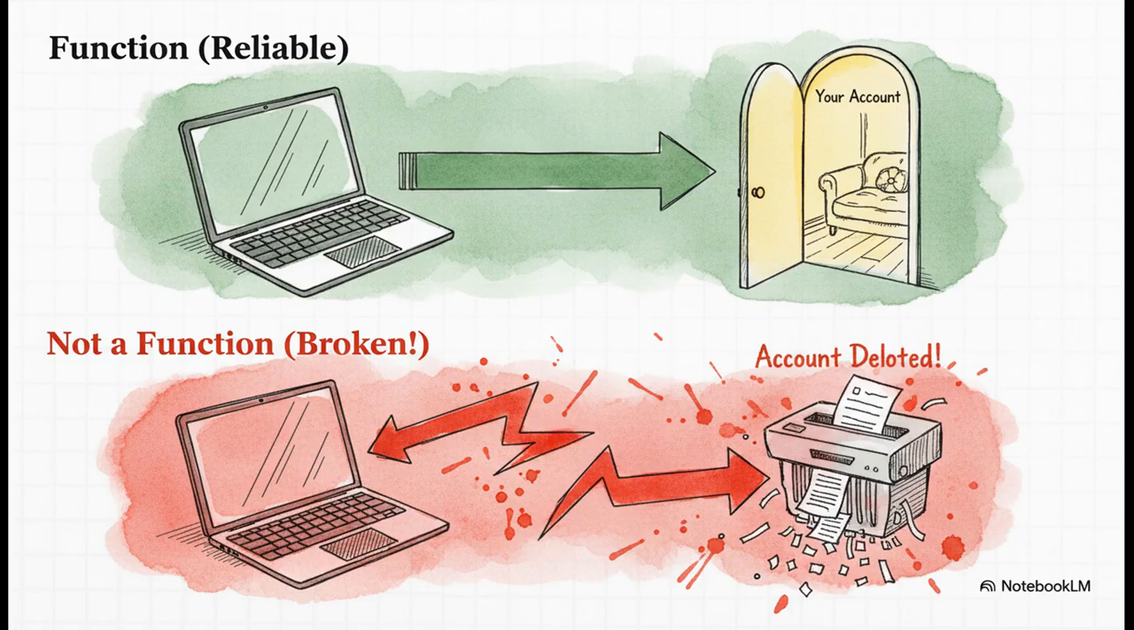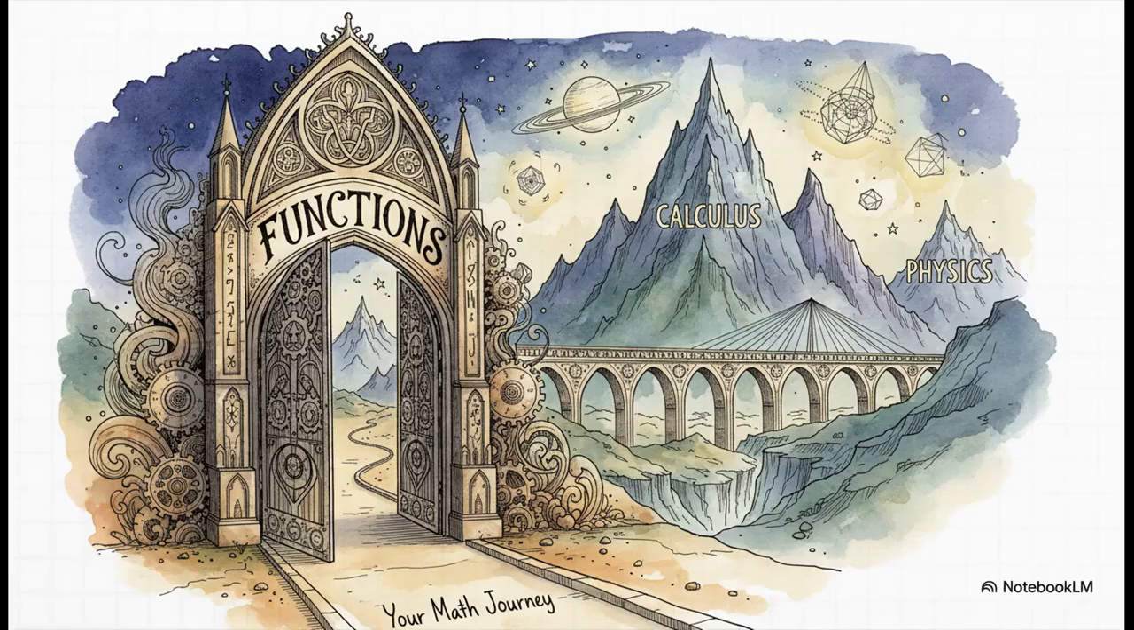What if you typed in the same correct password, and one time it let you in, but the next time it deleted your account? That system would be completely broken. It's not a function. We depend on that predictability. And if you're going to continue with math, this idea is everything. Understanding functions is literally the key that unlocks the door to higher level stuff like calculus. Because calculus is all about studying predictable change, and you can only do that with graphs that follow the rules.